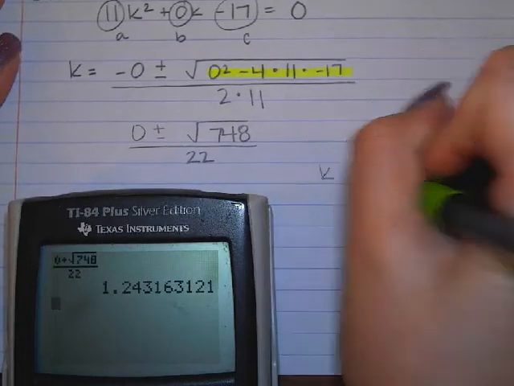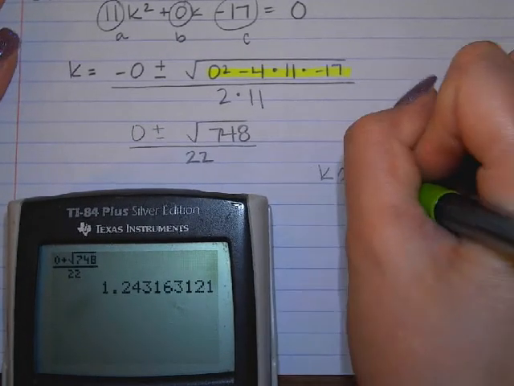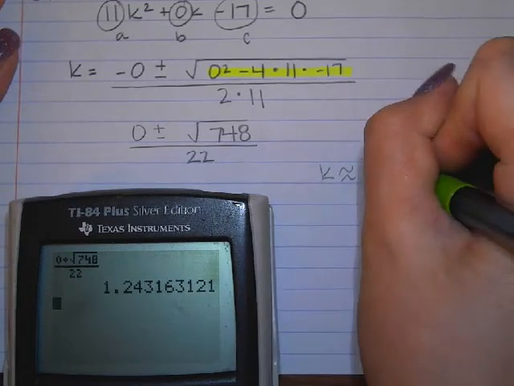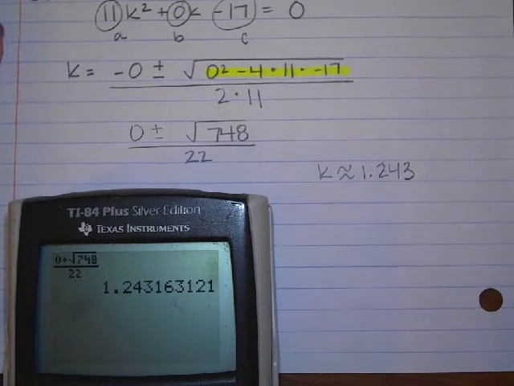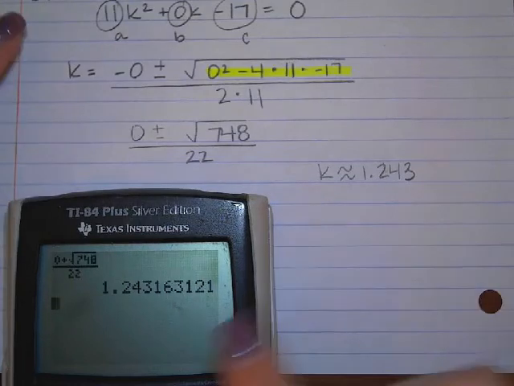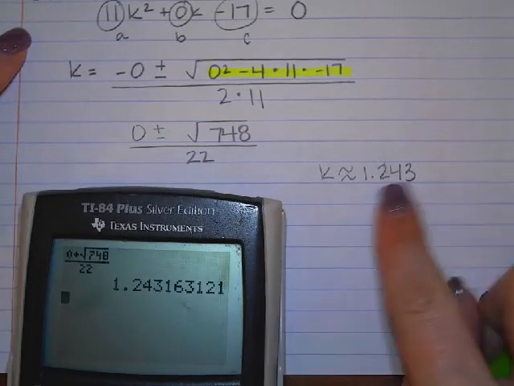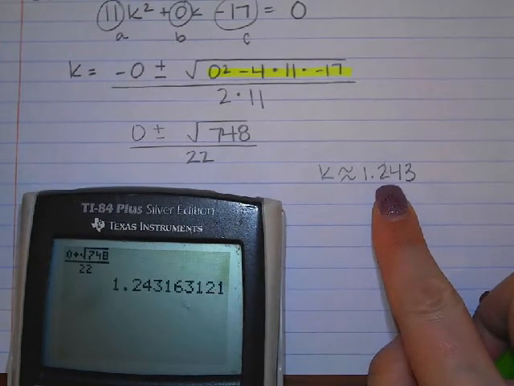Okay. k, squiggly equal sign. Why am I doing a squiggly equal sign? It's not exactly this answer. It's approximately this answer because I cut off numbers. So my answer is mostly good, but not completely perfect.